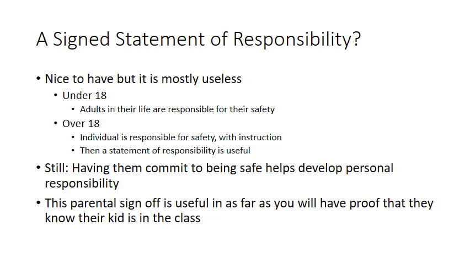And I have my students sign a statement of responsibility because they're over 18. But I also know that it won't hold up in court if there's some negligence.